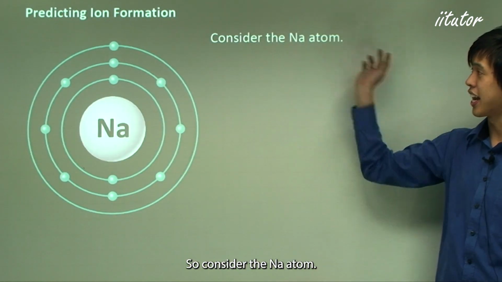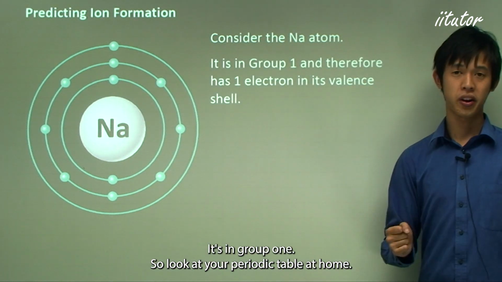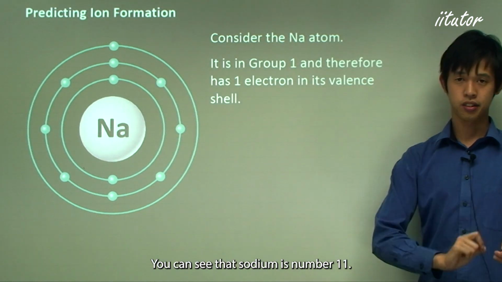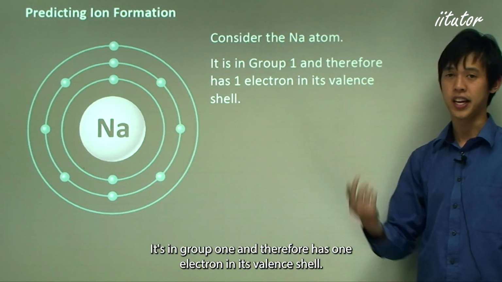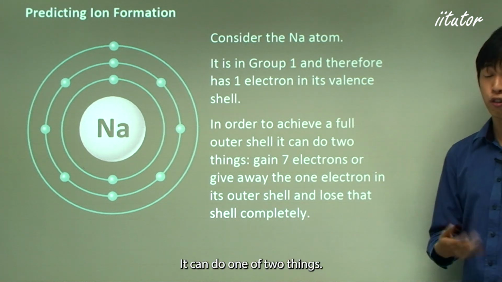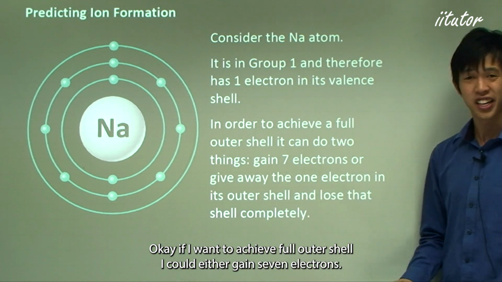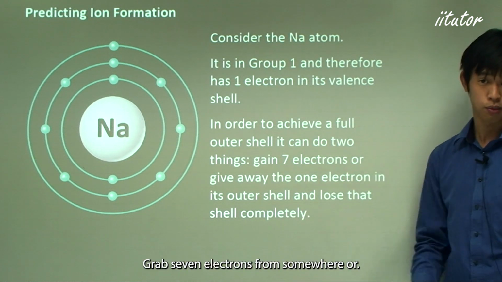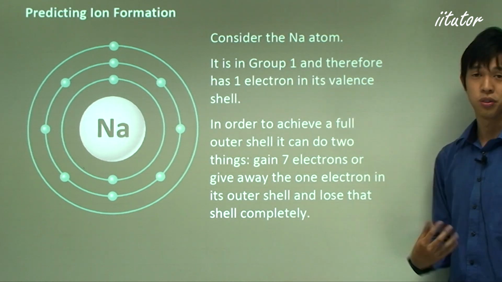Consider the Na atom. Let's look at the sodium atom once again. It's in group 1, so look at your periodic table at home. You can see that sodium is number 11. It's in group 1 and therefore has 1 electron in its valence shell. In order to achieve a full outer shell, it can do one of two things. I could either gain 7 electrons, grab 7 electrons from somewhere, or give away the 1 electron in this outer shell and lose that shell completely.